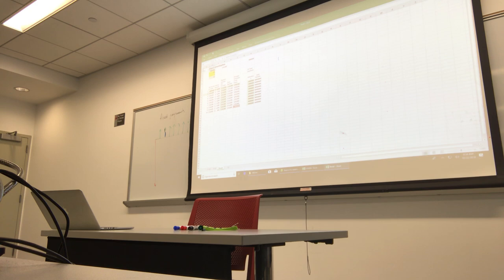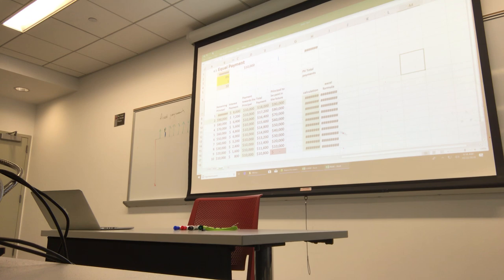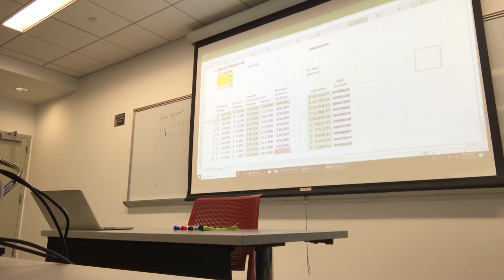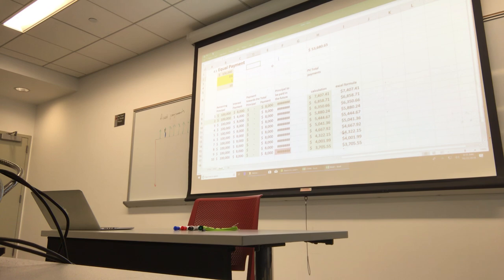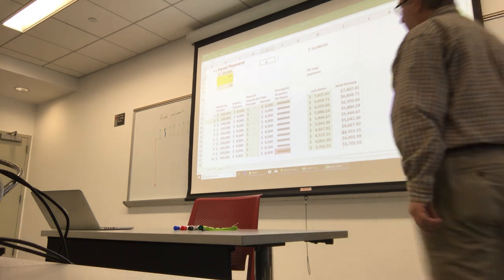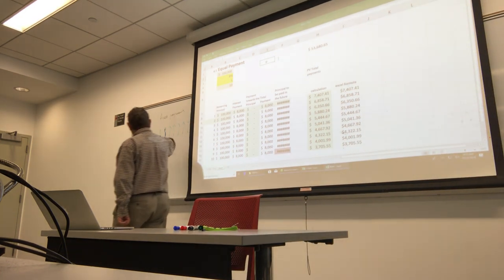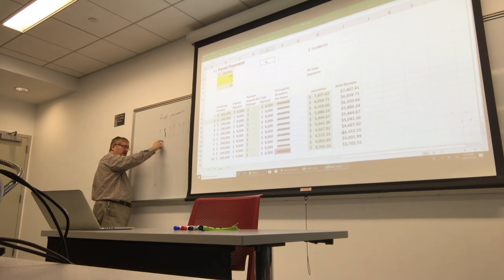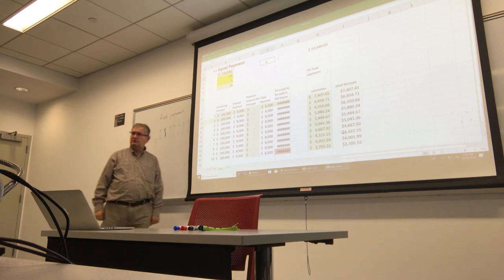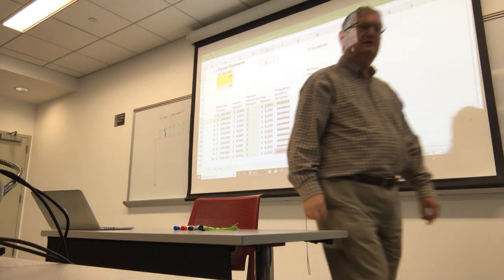4.5, now I have an equal payment. I'll take this out, and I have an equal payment. How do I calculate that equal payment? The equal payment is when I use this particular process and I take the present value of all that equal payments and I want to see what is that particular payment.